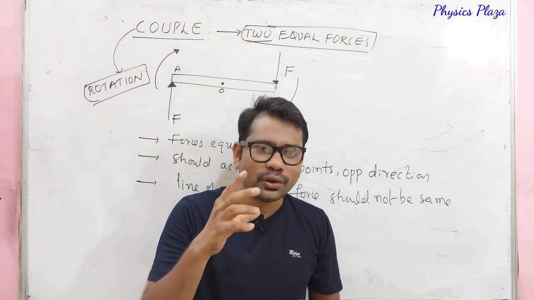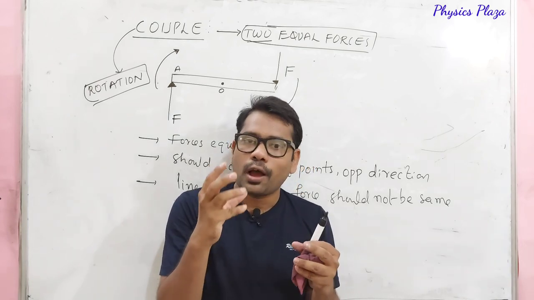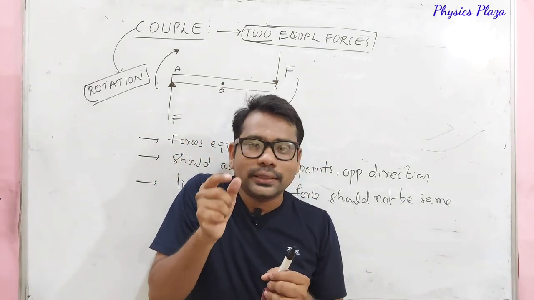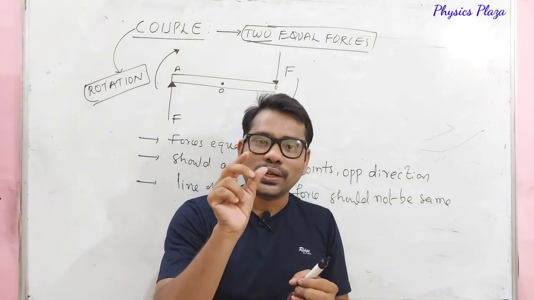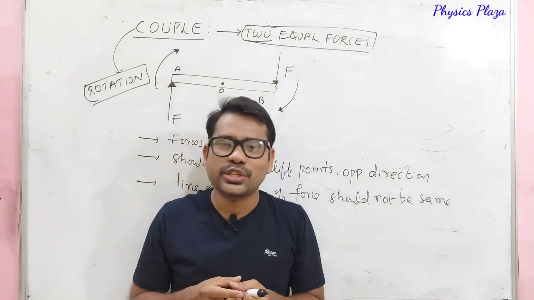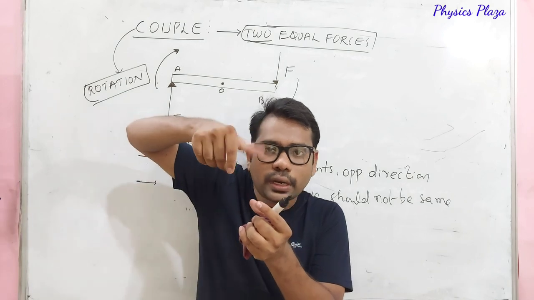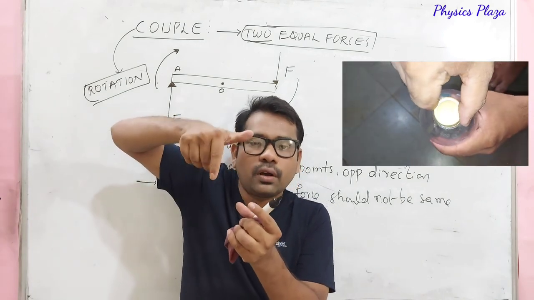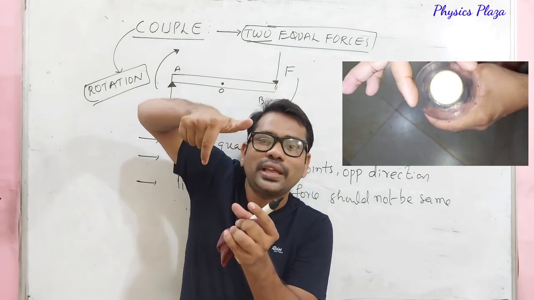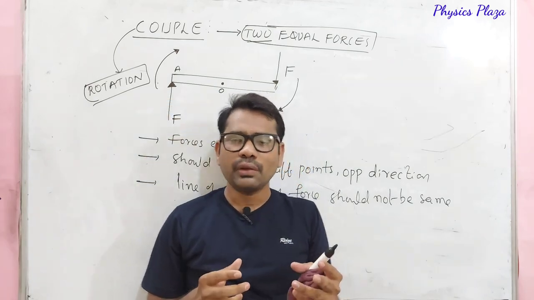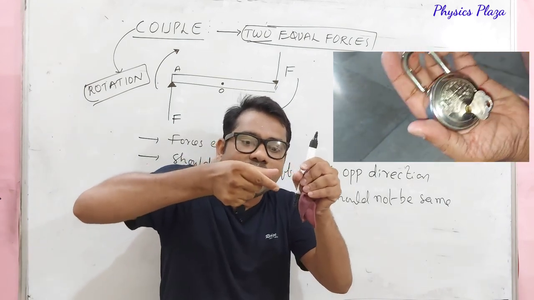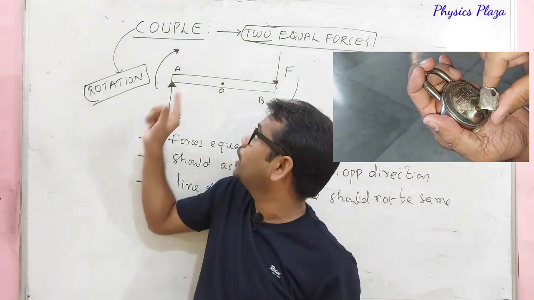Additionally, in the electromagnetism chapter, we are going to discuss how an actual electric motor works. In that electric motor, a couple acts on the current carrying rectangular copper coil, so the fan is the best example of why a motor rotates, just because of a couple. Not only that, whenever we tighten or loosen the cap of a water bottle, with two fingers we apply force at two different points, so the cap is rotated. Even when opening or closing a lock, the turning of the key is the best example of a couple.